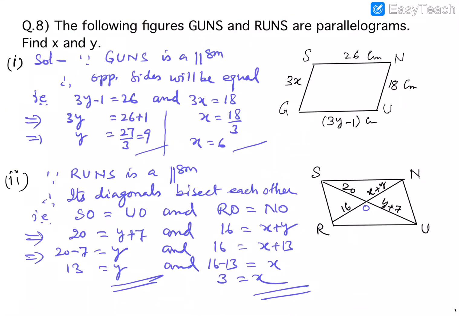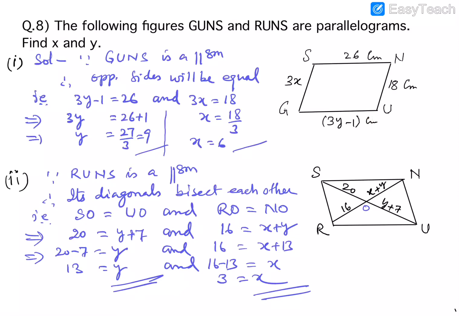Now question number 8. The following figures GUNS and RUNS are parallelograms. Find x and y. In the figure it is given that this is 26 centimeters, this is 18 centimeters, this is 3x and this is 3y minus 1 centimeters.